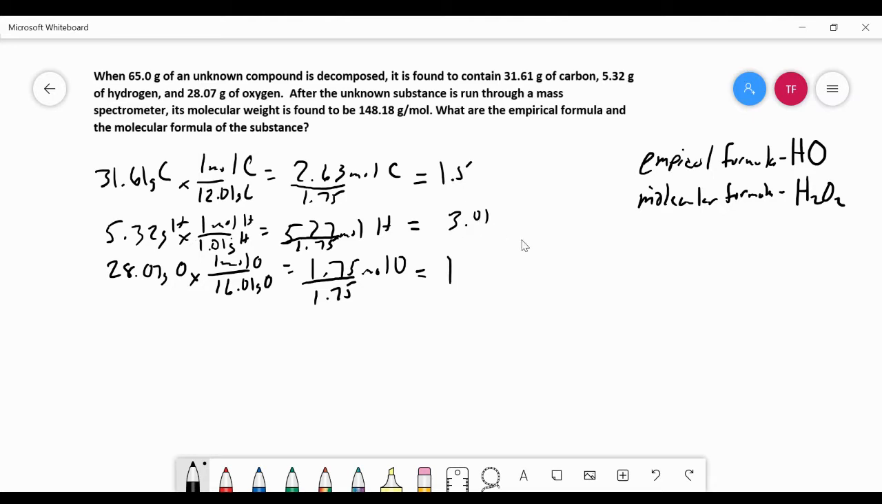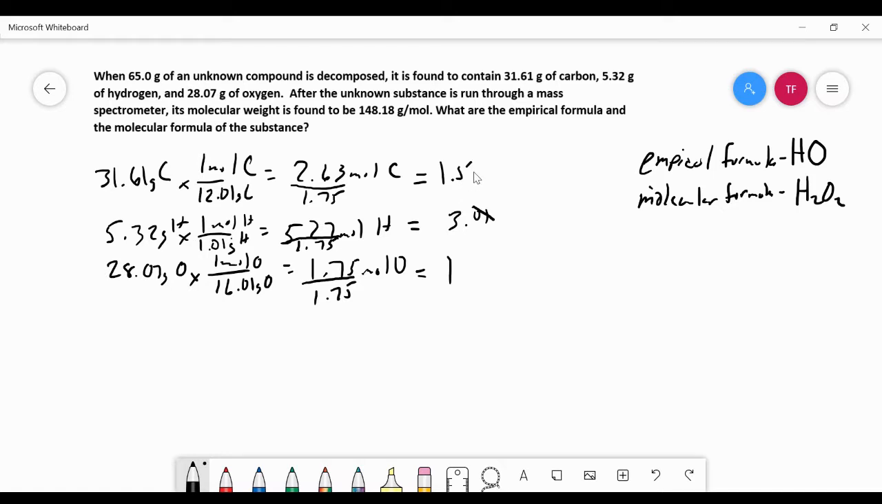Now notice we still don't have a whole number ratio here. 3.01 for all intents and purposes is 3, so I'm just going to make that a 3. But we still don't have a whole number ratio, 1.5 to 3 to 1. So what are we going to do to get a whole number ratio? Well, what could we multiply all 3 of these by in order to get a whole number? Well, these are already whole numbers, so if I multiply them by any whole number, I'll still have a whole number. But 1.5 is not a whole number. What could I multiply 1.5 by to get a whole number?